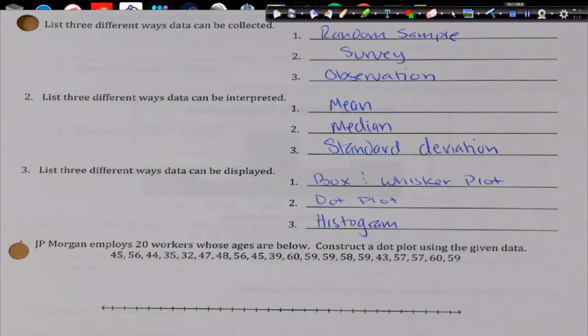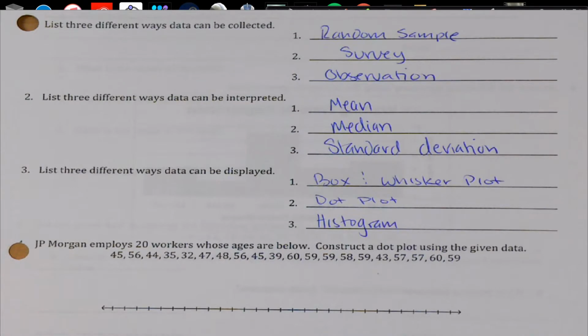3 ways data can be interpreted. Now we did a lot of interpreting. Some of the things that we used to interpret were the mean, the median, and the standard deviation. These were 3 of the most popular ones that we used to identify and talk about ways that we can interpret how data is.